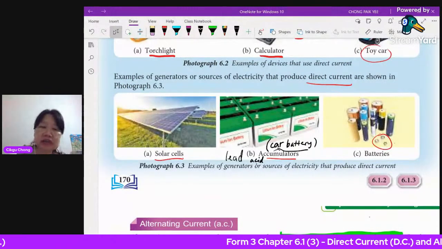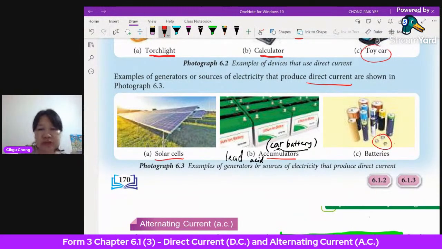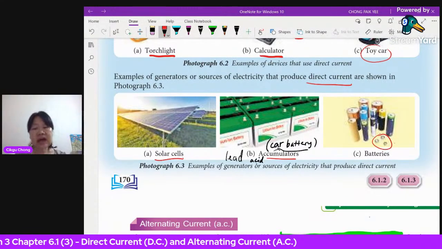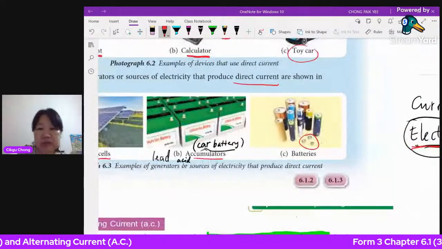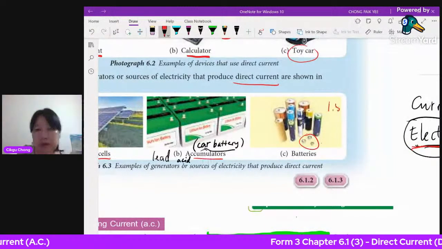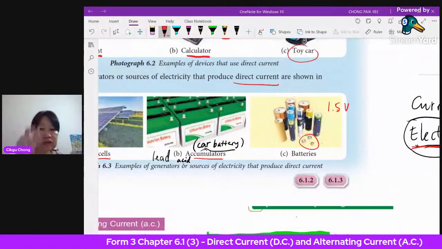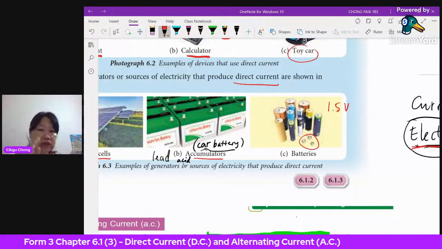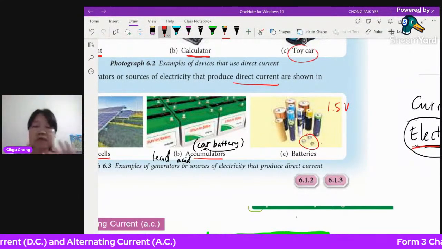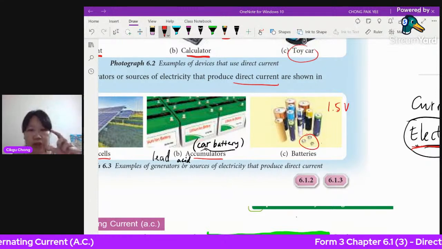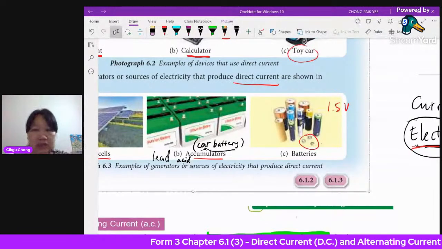This also provides voltage, the energy to push the electrons. A car battery uses about 12 volts, if I'm not mistaken. The common dry cells are about 1.5 volts. The cylindrical type is 1.5 volts, and the bigger D size and C size are also 1.5 volts. It's just the casing that is different, but the voltage they provide is the same. One unit provides 1.5 volts. And for the square ones, it's 9 volts.